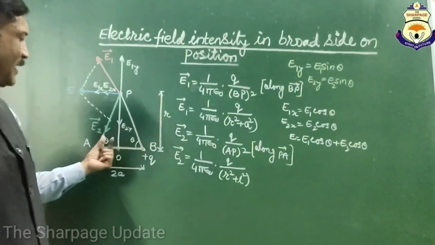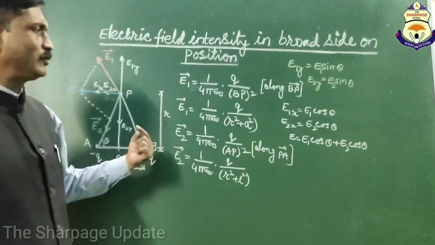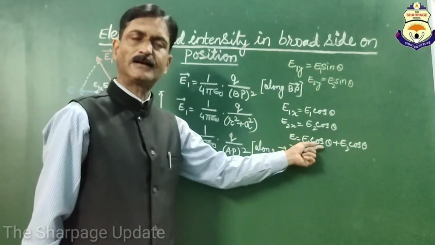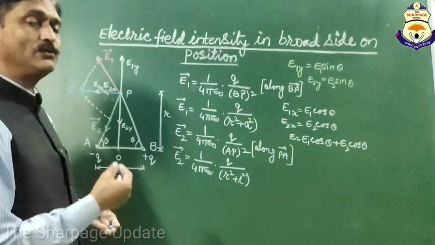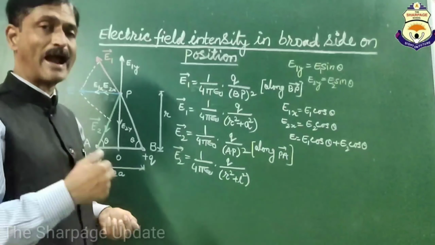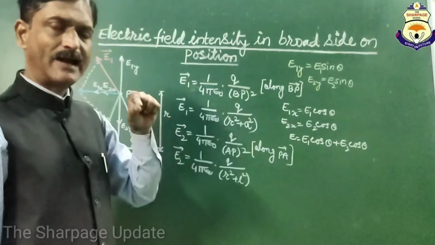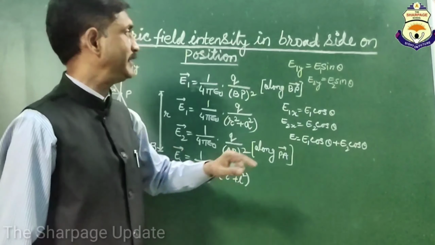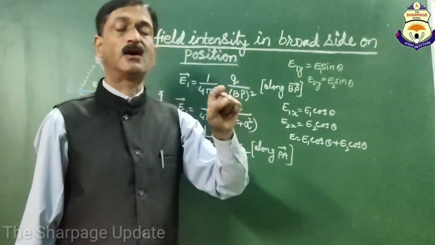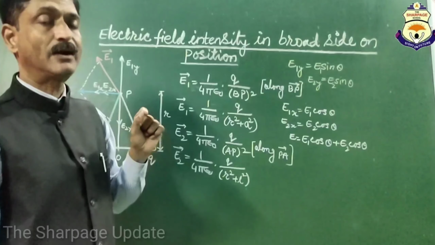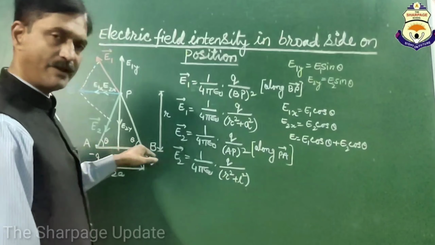Now, by substituting the values of the magnitudes of E1 and E2 in this relation, we can find the expression for the electric field intensity in broadside on position or transverse position due to an electric dipole AB.